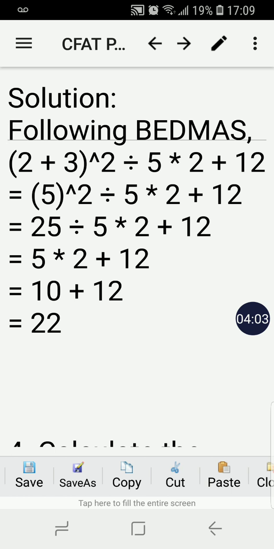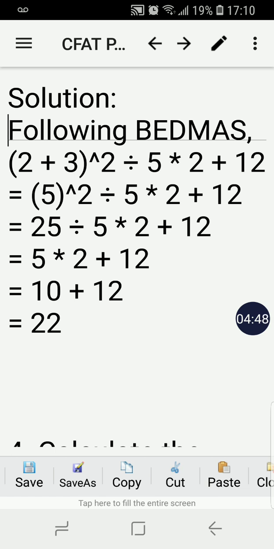and so we start with the one in parentheses. 2 plus 3 is equal to 5, and then the exponent, 5 raised to 2 is 25, and then now we continue with division. 25 divided by 5 is 5, and then multiplication, 5 times 2, and then addition, 5 times 2 is 10, plus 12 is 22.